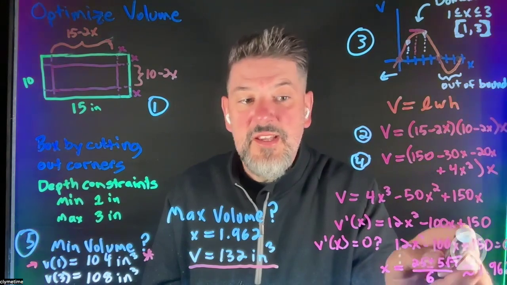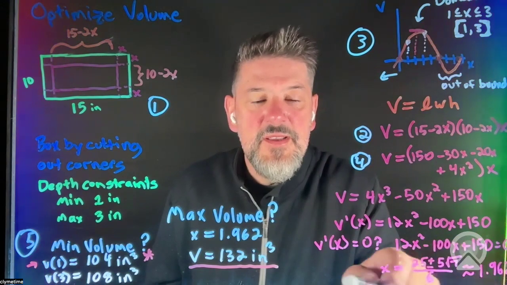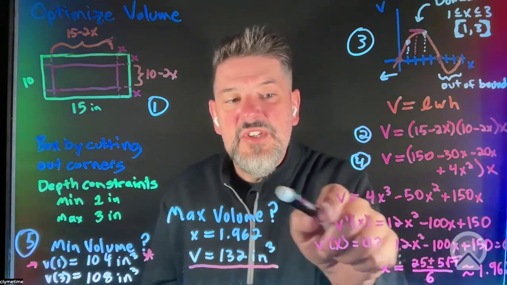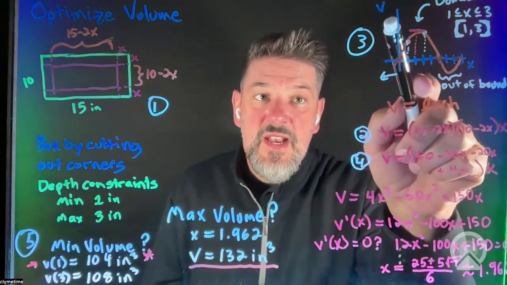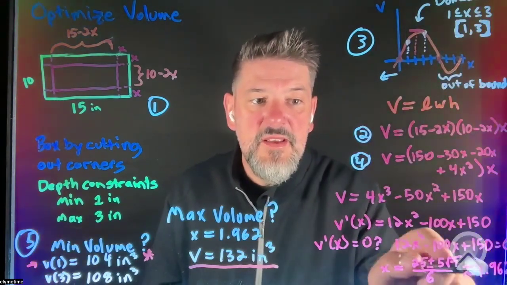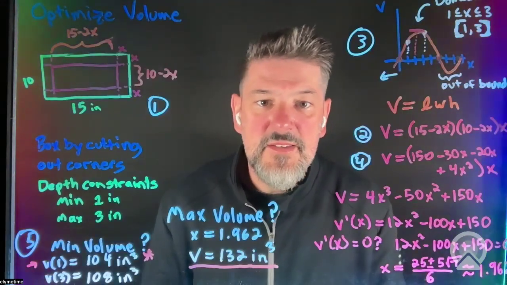And then check that value. Now, if you know the graph, you know that this is the max already. But check that value and the endpoints, because there may be certain situations where the endpoints actually give us a greater max than the critical number. So those are your steps, and that's how you optimize using calculus.